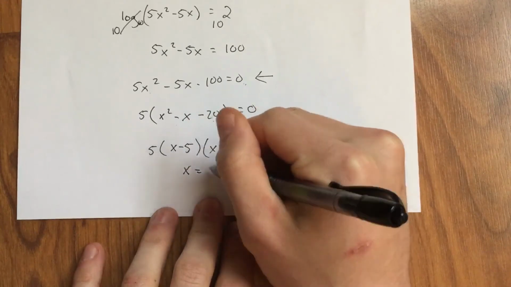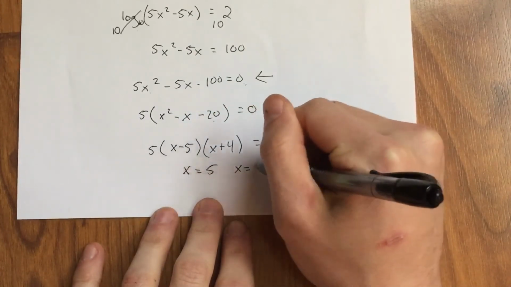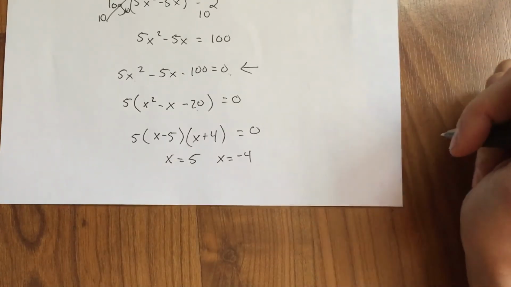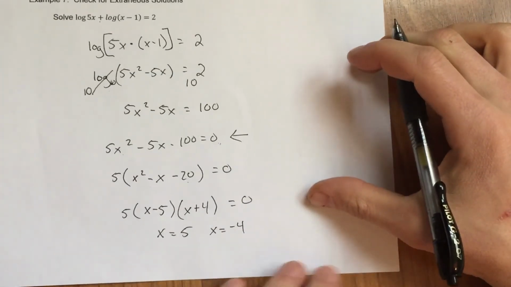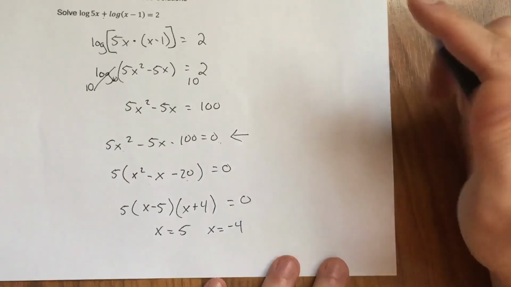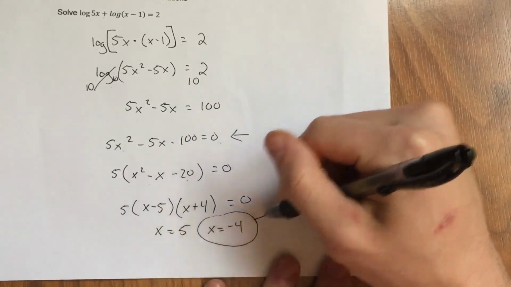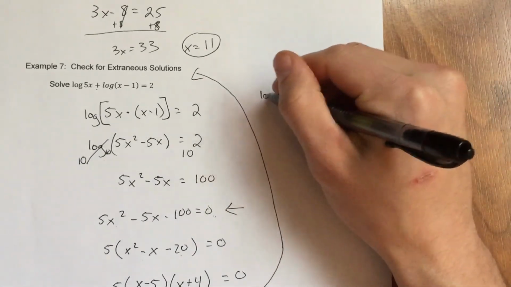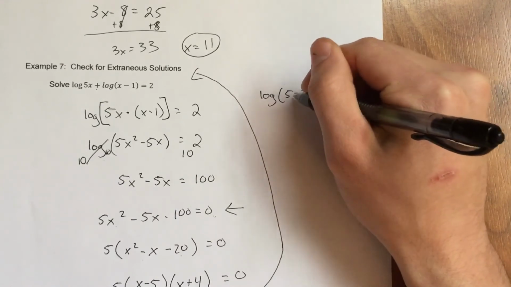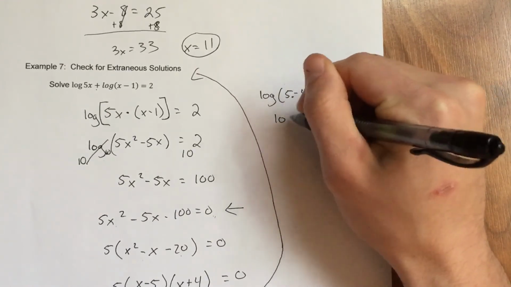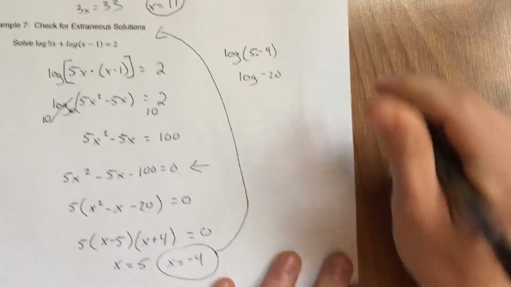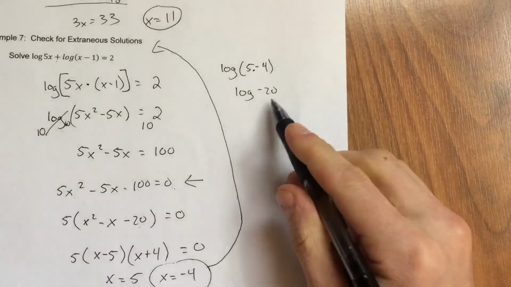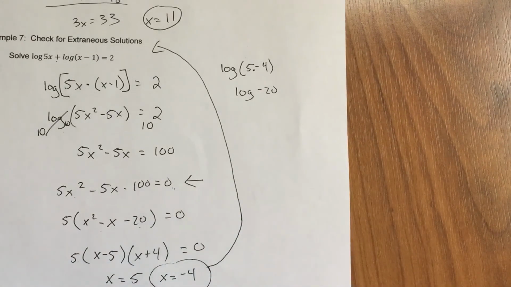Now, once we're done factoring, we can see that x equals 5 and x equals negative 4 by using our zero product property. This is where we want to check for extraneous solutions. If I go back to the original problem, if I try to plug in x equals negative 4 back into the original, I would have log of 5 times negative 4 for that first part, or log of negative 20. You cannot take a log of a negative number. In fact, go ahead and try to type that into your calculator. You'll get an error message coming up.